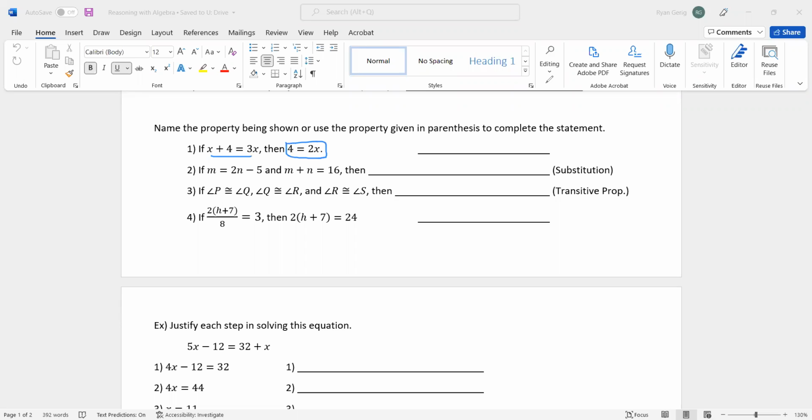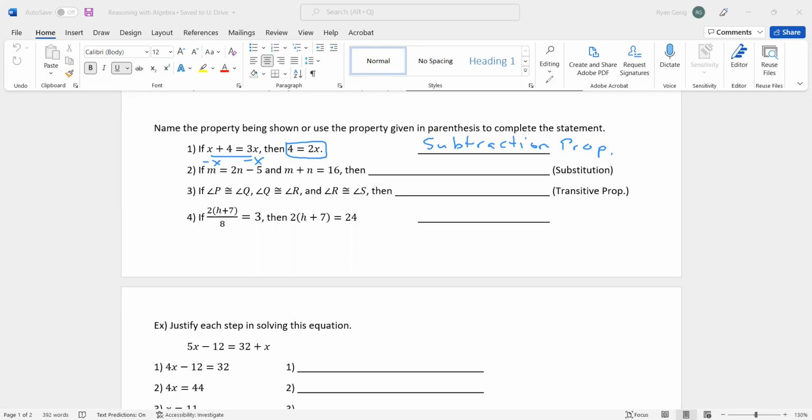Well, nothing changed with the 4. What I did was I moved the X to the other side. Now, what did I do with that X to move it to the other side? I subtracted it from both sides, right? So when I subtract a number from both sides, what I'm doing is the subtraction property. And I will put property at the end.